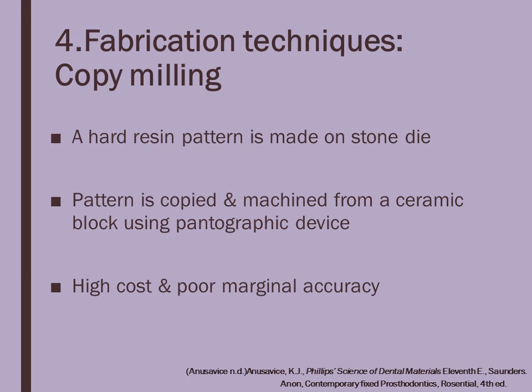Then copy milling. In this, firstly we make a hard resin pattern on a stone die. The pattern is copied and machined from a ceramic block using a pantographic device. So basically there is a software and a machine that copies the ceramic block, the pattern that we make on the stone die. It traces it, it scans it, and then it basically copies it onto the ceramic block. But it has the limitations that it has high cost and poor marginal accuracy.